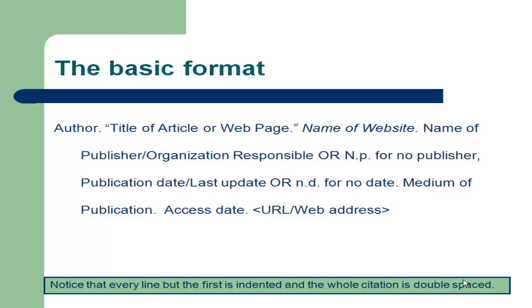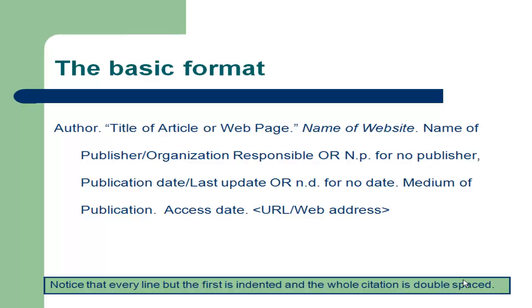After that comes the medium of publication, which, because it's a web page, will always be web, period. The access date in MLA format, day, then month, then year, a period, and finally the URL or web address for the specific page you are citing, not the larger website it's a part of. Again, as always, everything is double-spaced and everything after the first line is indented.